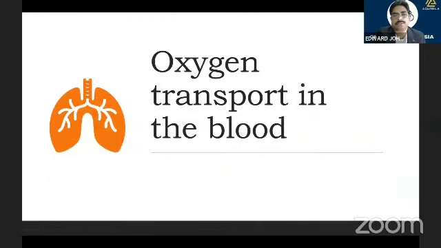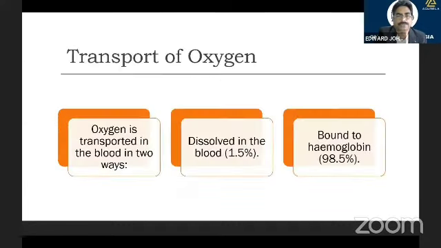So coming to the oxygen transport in the blood. Now the oxygen has reached the blood. So how is it transported to the tissues? Oxygen transport is in two forms, dissolved form and hemoglobin bound form. Hemoglobin bound form is 98.5% and dissolved form is 1.5%.